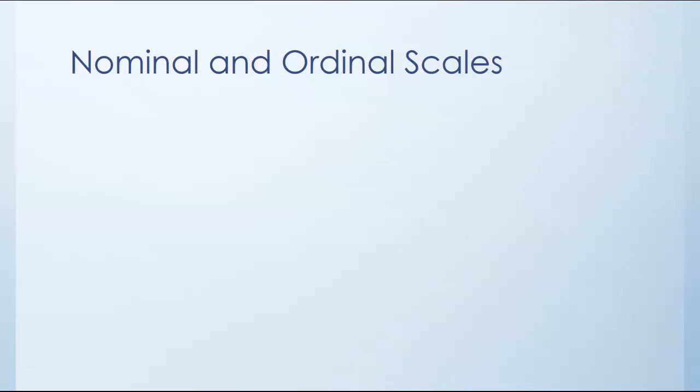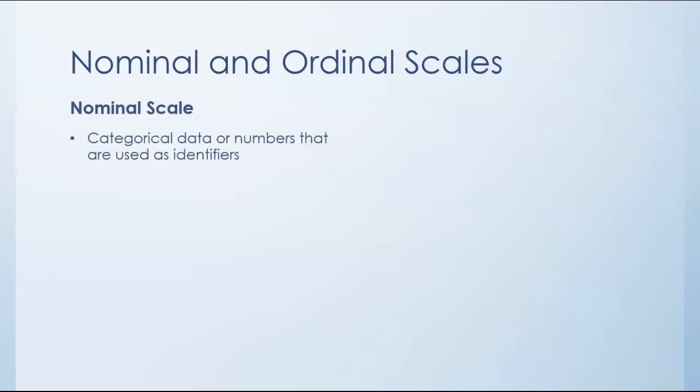a very distinct difference between them. So a nominal scale is categorical data or numbers that are used as identifiers. So these aren't anything that you would be able to, like, take the mean of or things like that. These are things like age, gender, race, your social security number. They're identifiers. Your hair color, your eye color, things of that nature are nominal. You can't do really anything. I can't take the average of the eye color.